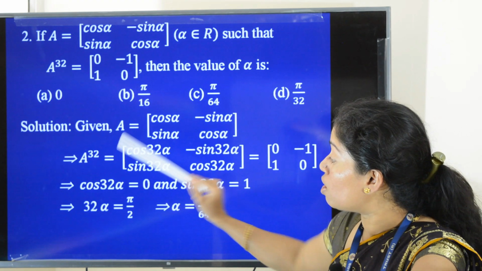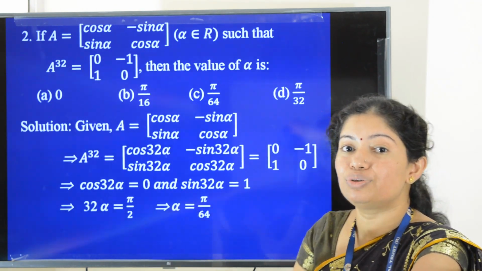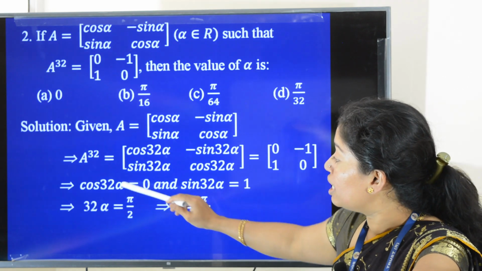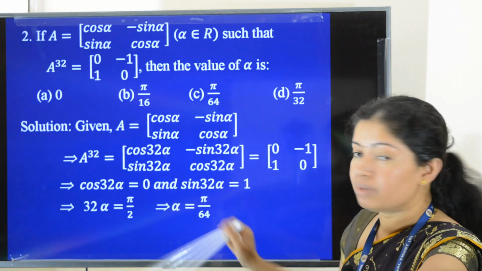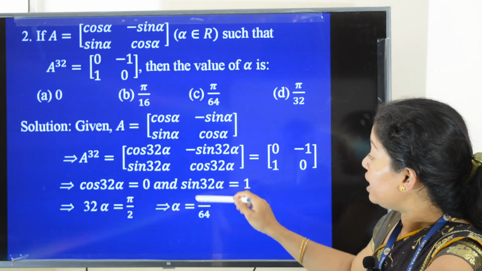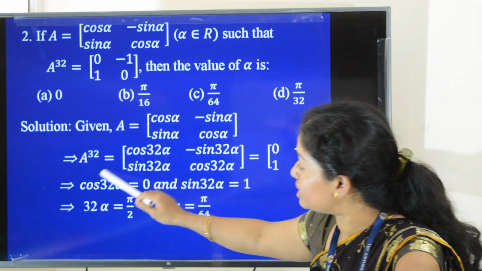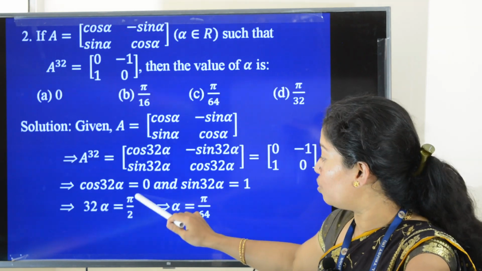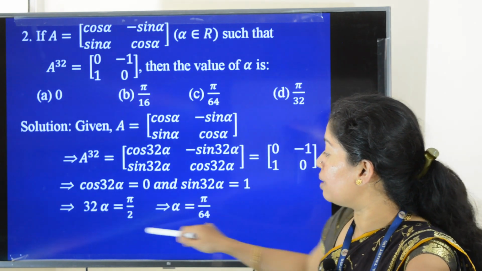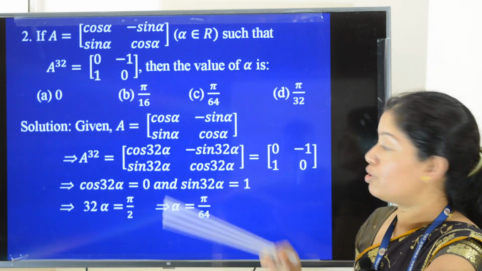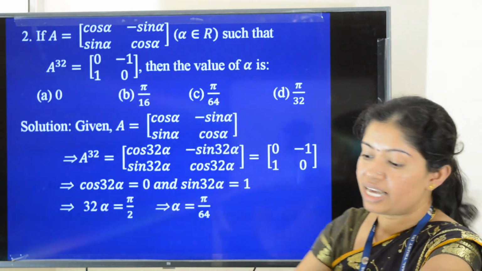So when cos of an angle becomes equal to 0, cos of pi by 2 becomes 0, whereas sin of pi by 2 becomes equal to 1. So when you equate this angle 32 alpha to pi by 2, alpha will become pi by 64. So answer is option C.